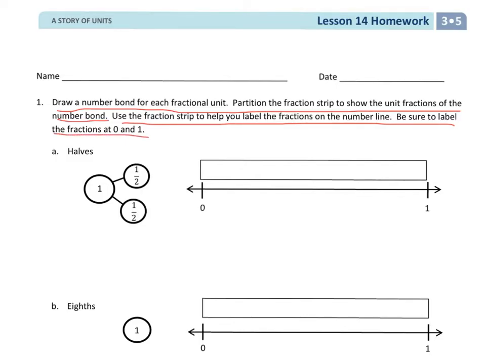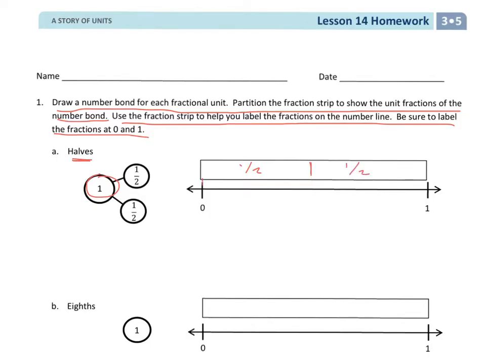So the first one, the number bond's done for us. We see that we have 1 and we had to break it into halves, so we have 1/2 and 1/2. So my box represents one whole on the top. I'm going to break that into half. And I have a half here and a half there.